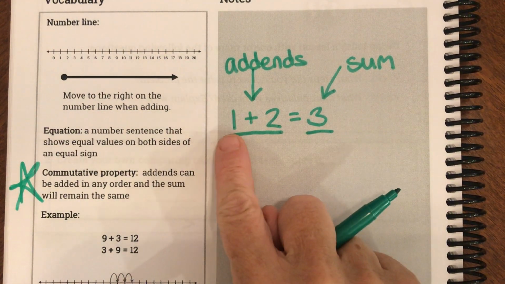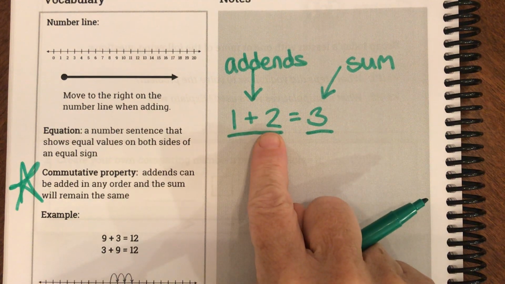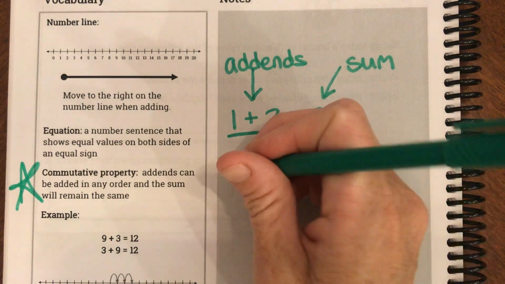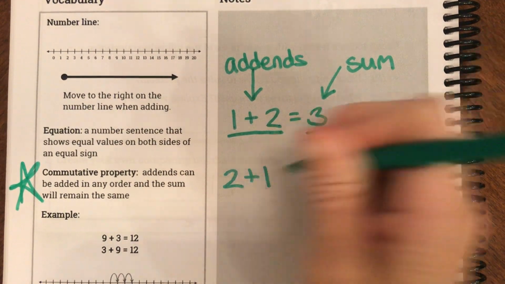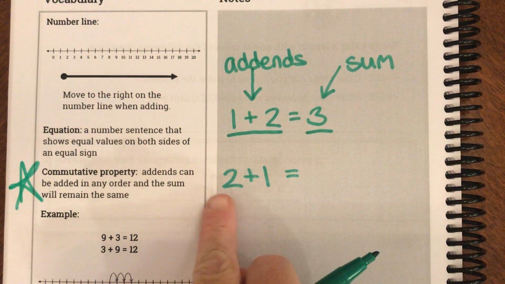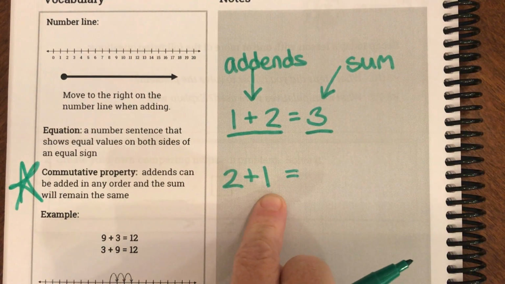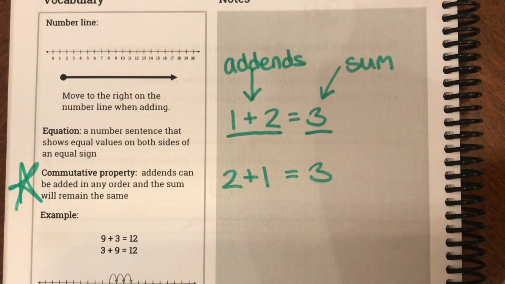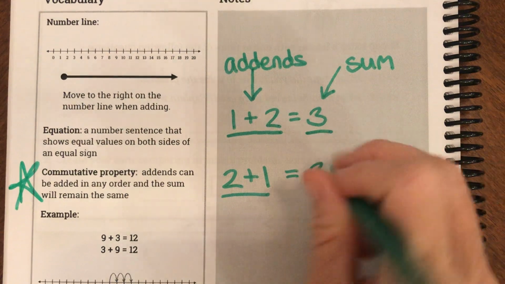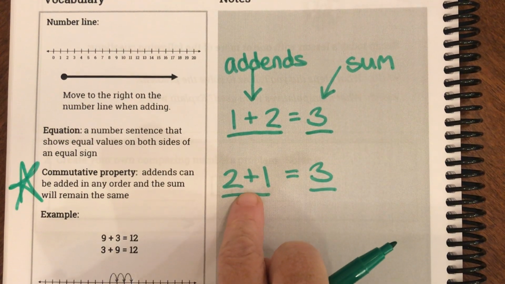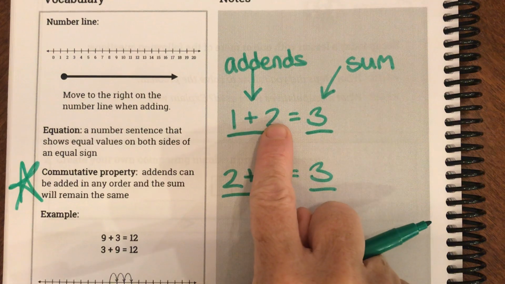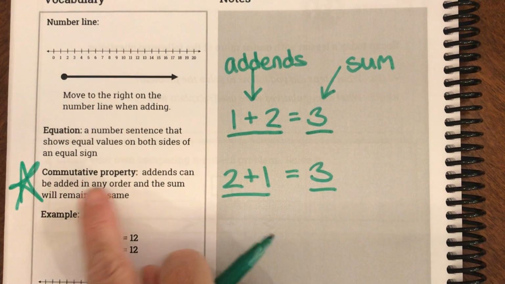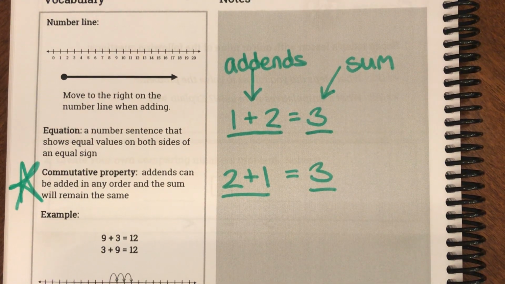So we said that 1 apple plus 2 more apples equals 3 apples. What if I change the order of my addends? What if instead I say 2 plus 1? If I have 2 apples and I get 1 more apple, how many apples do I have? Don't I still have 3? Even though I changed the order of my addends, I put the 1 first here and the 2 second. Here I put the 2 first and the 1 second. I still get the same answer. That's what our commutative property tells us.